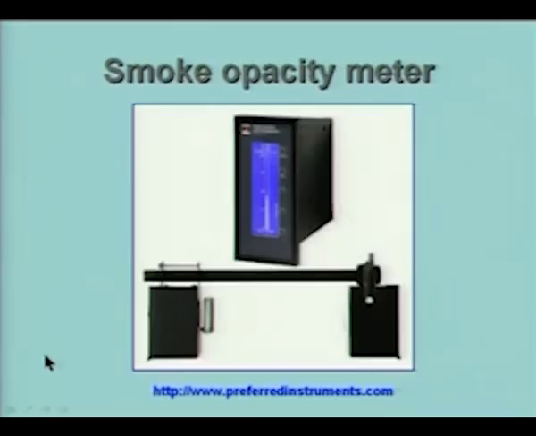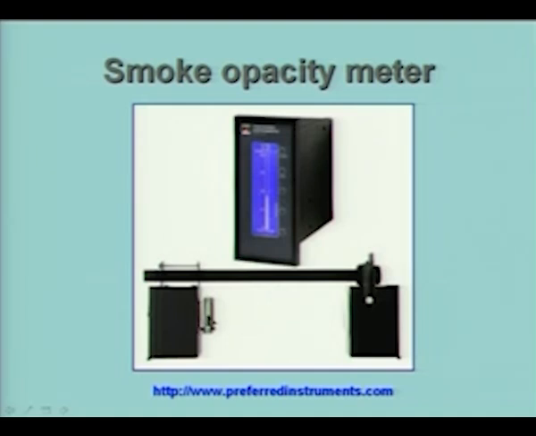For that we are going to use what is called a smoke opacity meter. This is just the appearance of an instrument of that type taken from the manufacturer. The manufacturer is called Preferred Instruments, the name of the company which makes this smoke opacity meter. It consists of a transmitter of light. I will describe the details more fully, and then you have a receiver, and in between these two stations the gas having particulates must pass through.